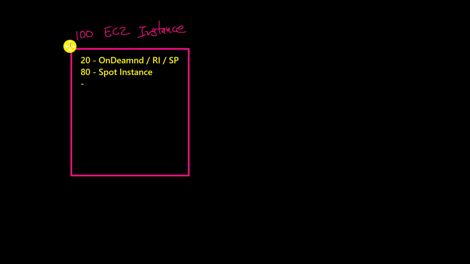I could say, okay, out of this 80, 20 I would be taking from, let's say, C5. Another 10 I would pick up from, let's say, C6. Another 10 I would pick up from M5. You get the idea? So I could diversify my application workload in this manner. Benefit here is, let's say, due to capacity crunch, my C6 instances are pulled back. I would still have C5 available. I would still have M5 available.